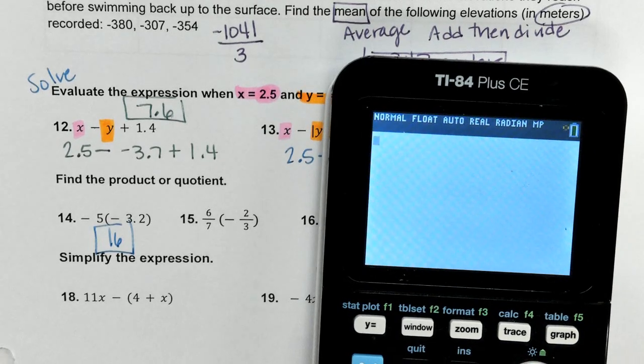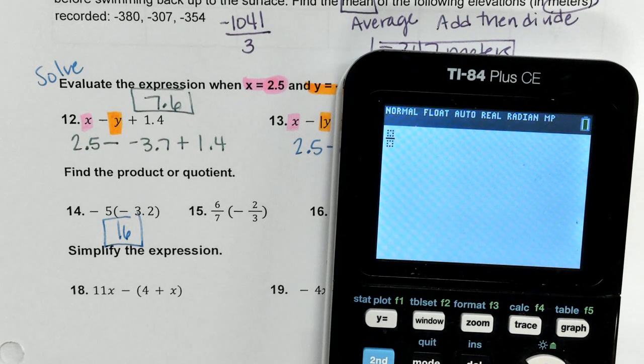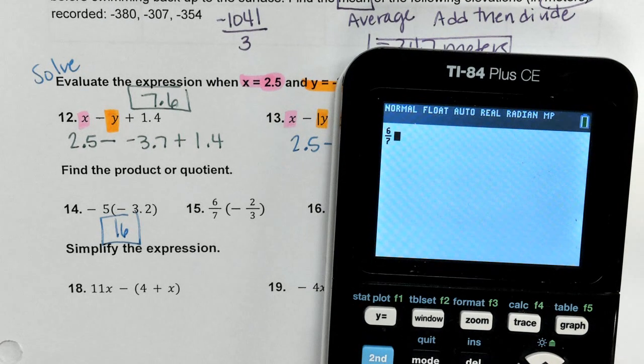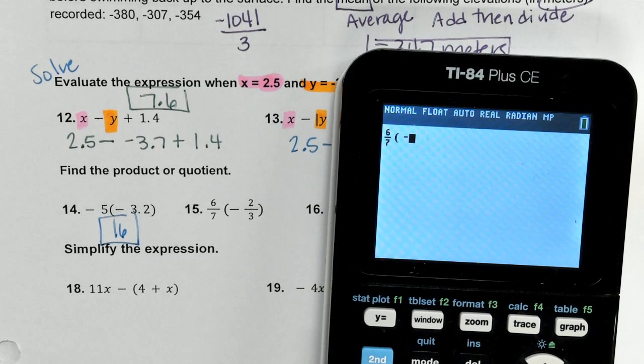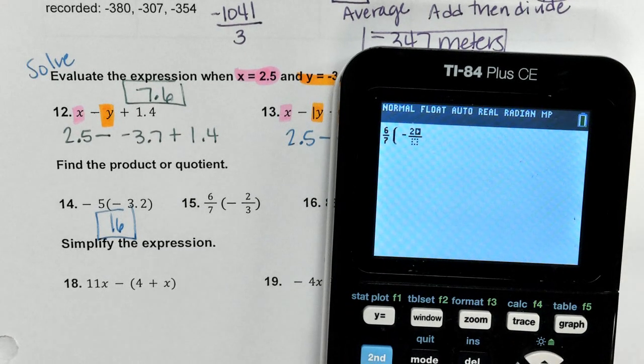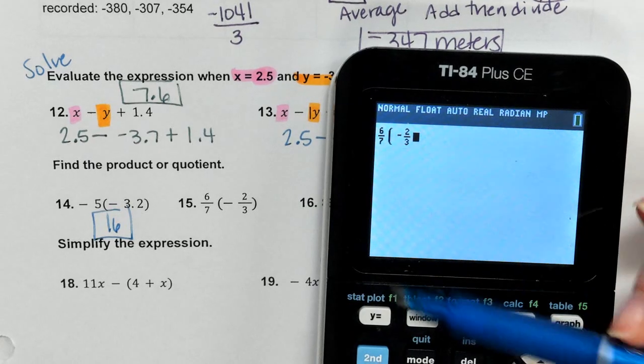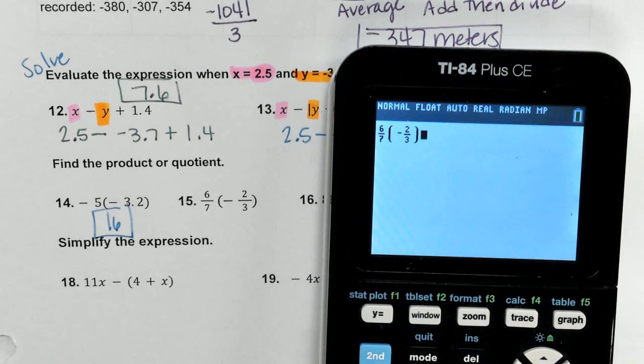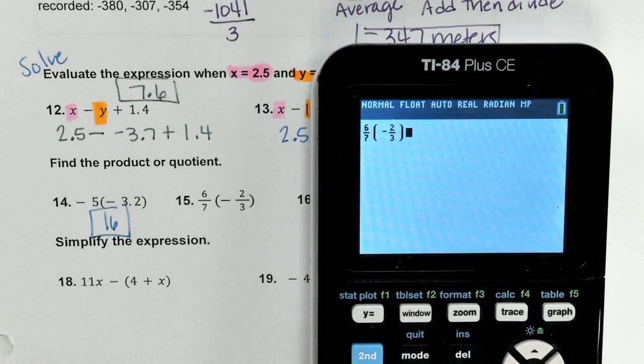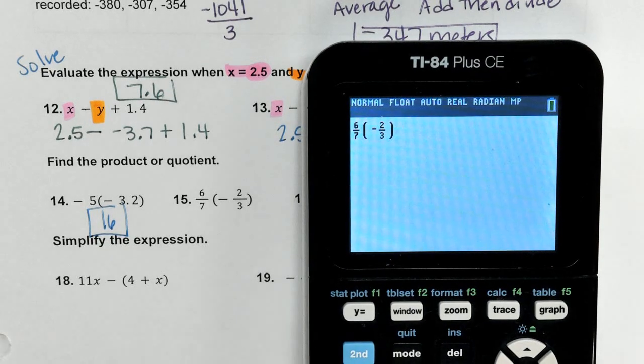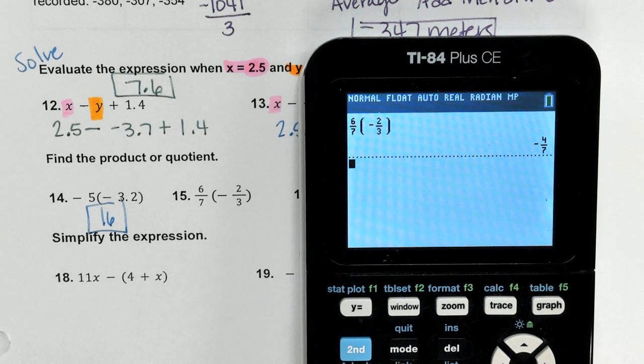Okay, I have 6/7, so alpha y equals 6 over 7, tab out, times negative alpha y equals 2/3, tab out. If you use the parentheses, you have to close the parentheses for a multiplication. I could have just used a multiplication sign, and that's perfectly fine. Negative 4/7.